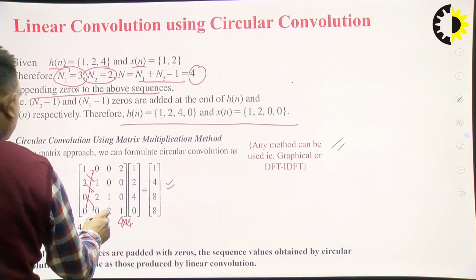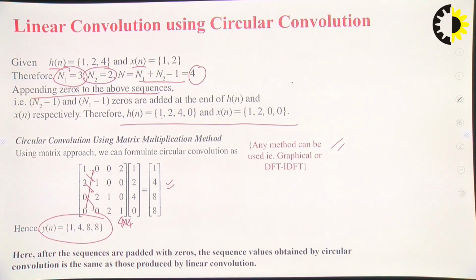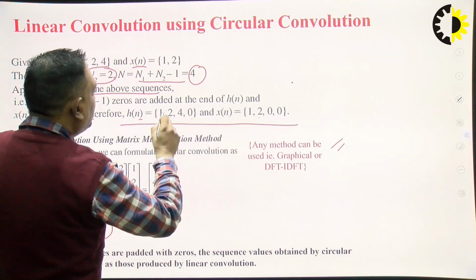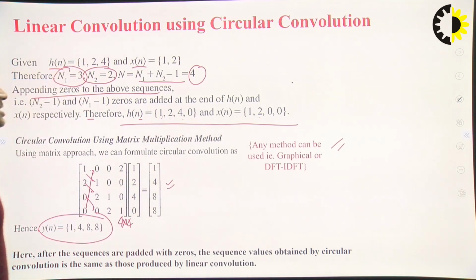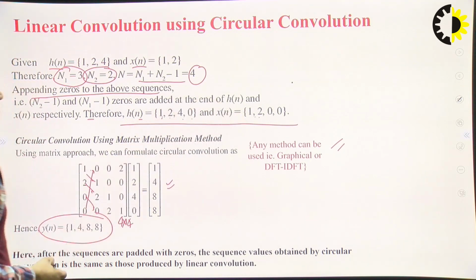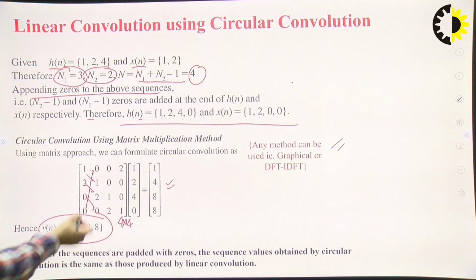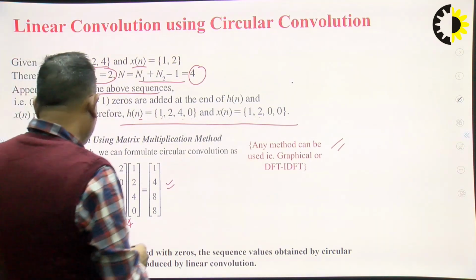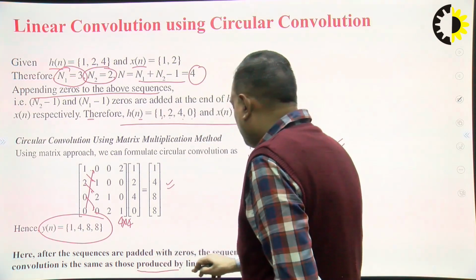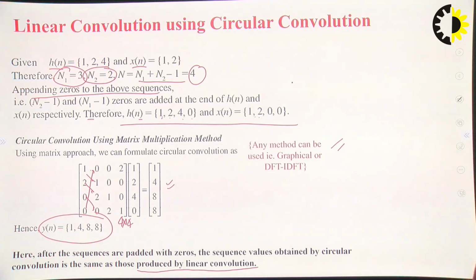So what is this 1 4 8 8? This is the circular convolution of these two sequences. We have applied circular convolution on the newly padded sequences, which is equivalent to the linear convolution of the old sequences. So this is the answer, 1 4 8 8. Here, after the sequences are padded, the sequence values obtained by circular convolution are the same as those produced by linear convolution. So this is how we can obtain the linear convolution using circular convolution.